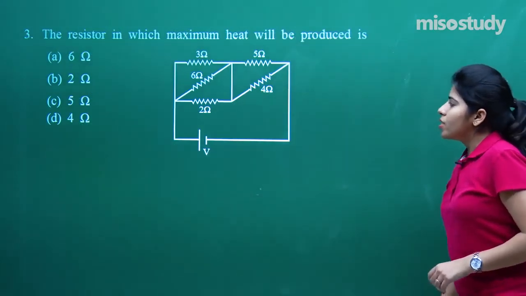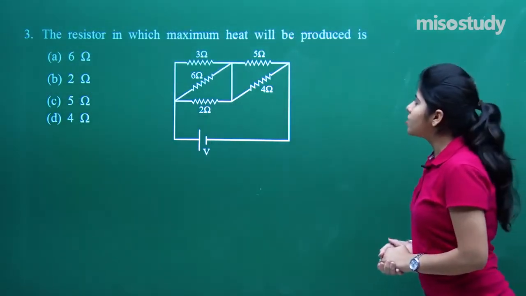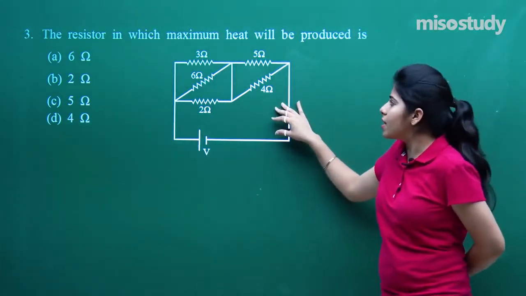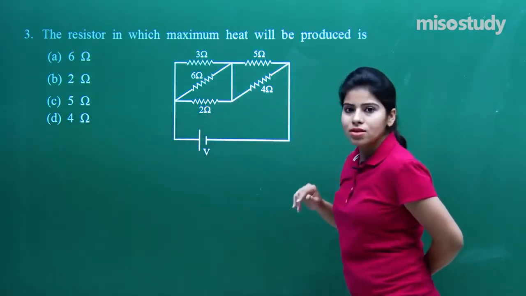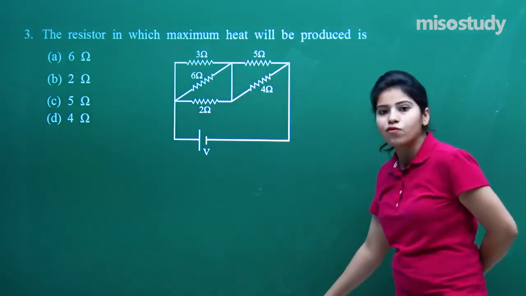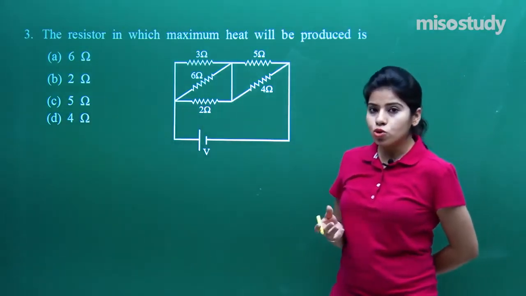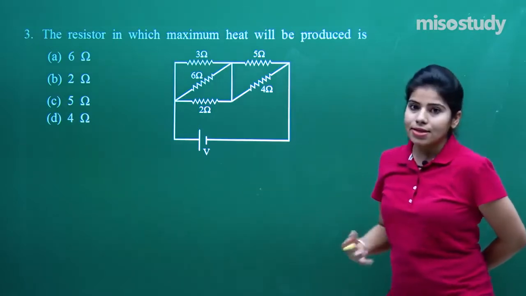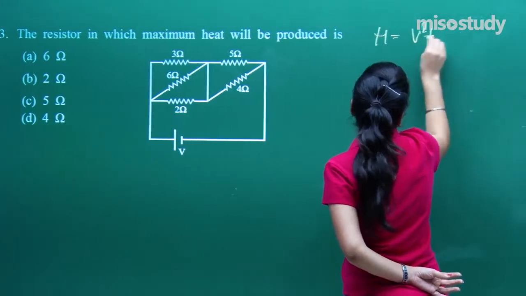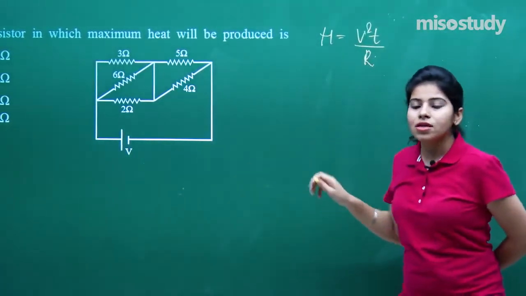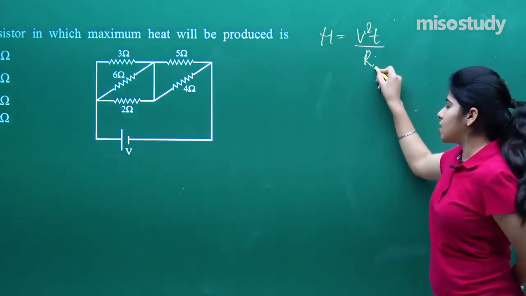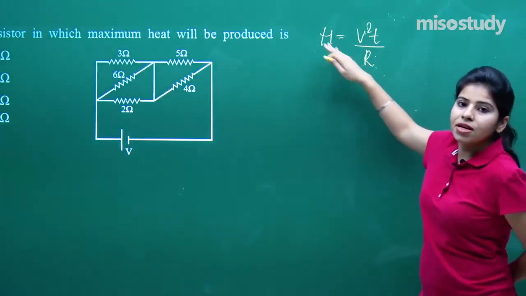Okay. So in this question, the resistor in which maximum heat will be produced is what? We have been given a circuit and we have to tell in which particular resistor the maximum heat will be generated. Now let me tell you one thing. To find out the maximum heat, we should know the resistance, because we know that H equals V square T by R. That means heat is inversely proportional to resistance. If resistance is less, heat will be more.